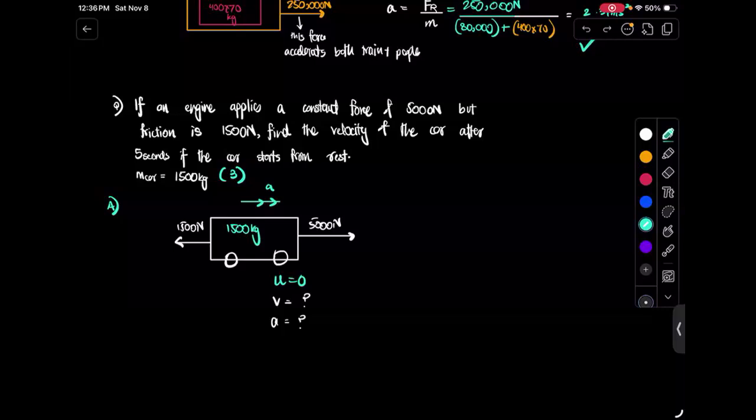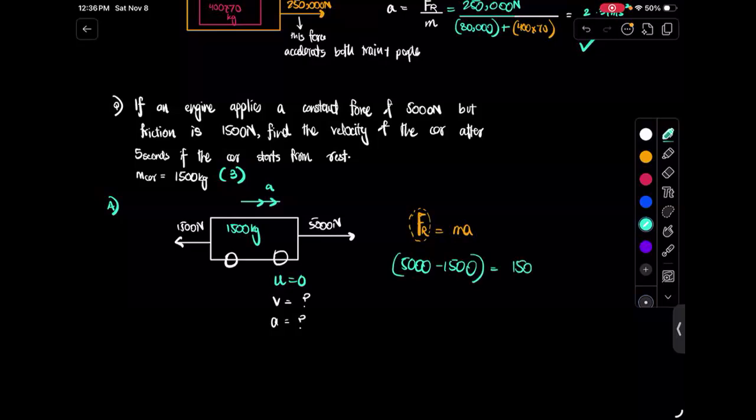Okay. I am going to start solving it now. So you just have to use the formula again. FR is equal to MA, right? Keep in mind that this is a resultant force. Resultant force means the net force. So make sure you're using the net force. If you use 5,000, that's wrong. If you use 1,500, that's wrong. If you use 5,000 plus 1,500, that's also wrong because this is in the opposite direction. So you're going to do 5,000 minus 1,500 is equal to MA.